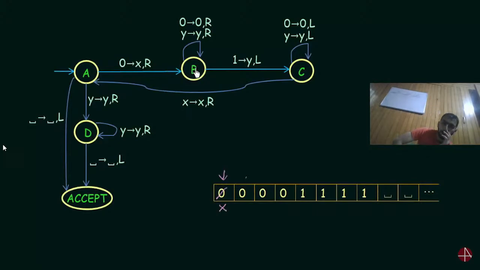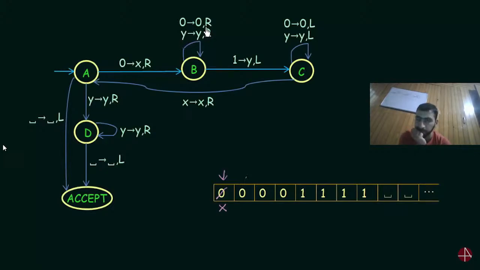And in state B, what is the next step, as I told you? From here, you have to go to the right searching for the first 1. So you have to reach till here, and state B will help you do that. So in state B, whether you encounter a 0 or Y, whatever it is, we are not going to replace it with anything different, but we are going to write the same thing. So that basically means that you are not replacing anything.